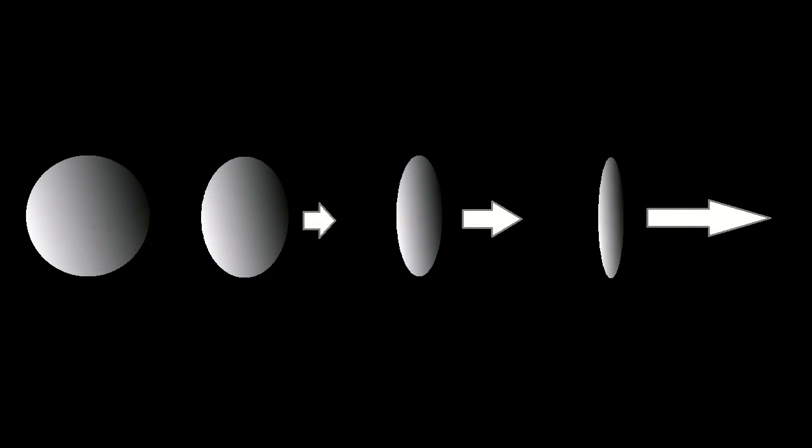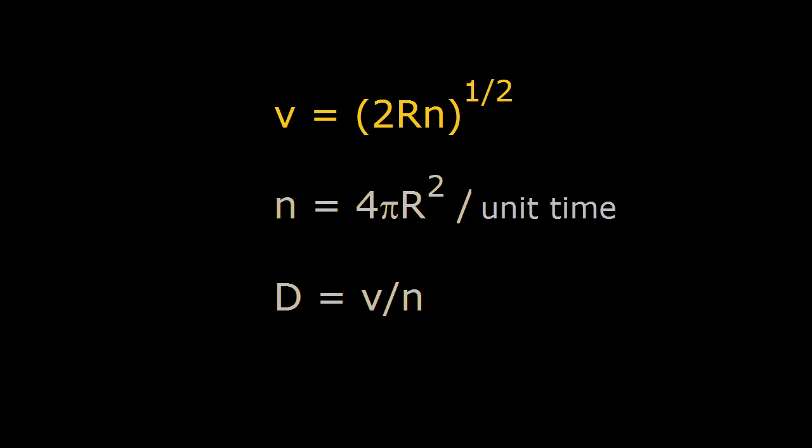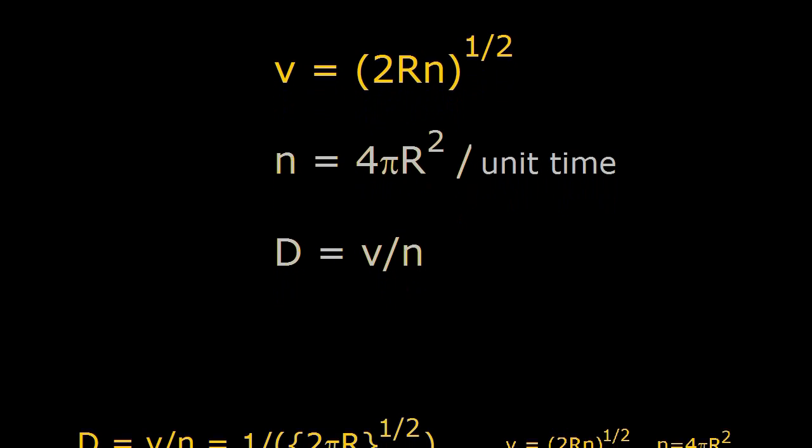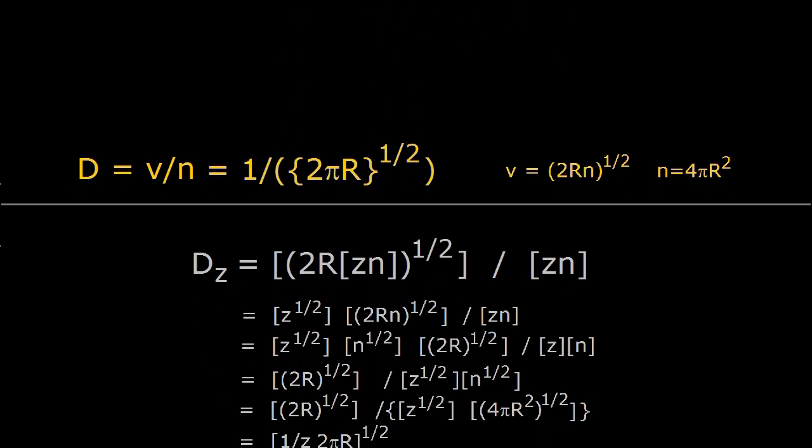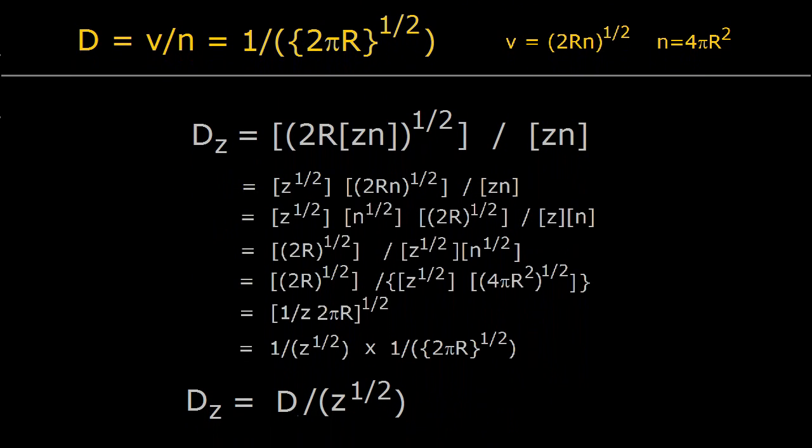Translational movement of a particle through the alpha field will result in a contraction of the beta field in the direction of motion. The reaction velocity, v, is given by this equation, where n is the number of other fields encountered per unit time, r is the radius of the universe, and d is the Compton wavelength of the proton. If n were altered by a factor z, the resultant confinement, d, would be altered inversely by a factor of the square root of z.